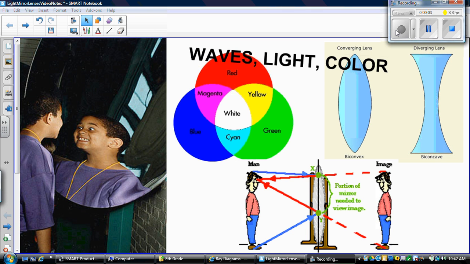Okay, so this unit is extending upon what we learned about in third quarter on energy and waves. So now we're going to extend what we learned about energy and waves and really look at how light energy can create different images and how light energy can create the different colors that we see.